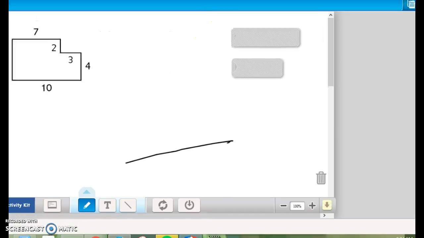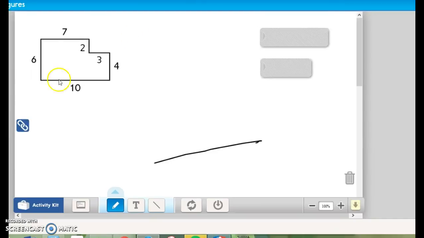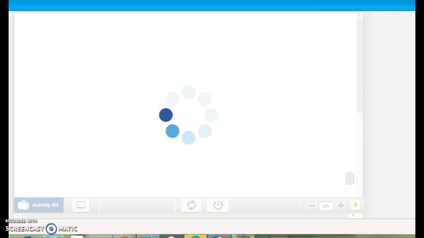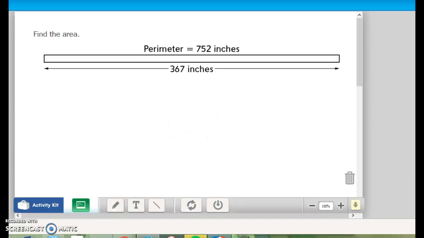So let's take a look at finding area. We're going to come back to this figure in just a minute. So let's say that you have this rectangle here, and it says to find the area. They tell us the perimeter is 752 inches. So that can help us know what we have here.